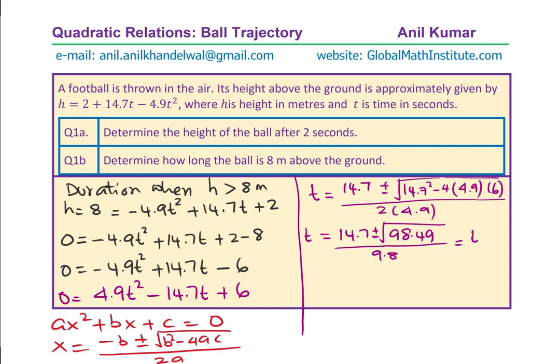So we get t equals to, so let me write, t is already there. So let me write this here. So t equals 14.7 plus minus 9.92.